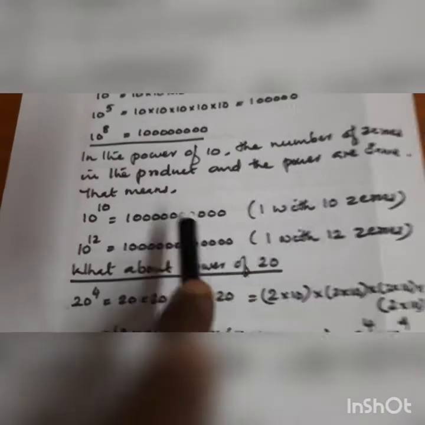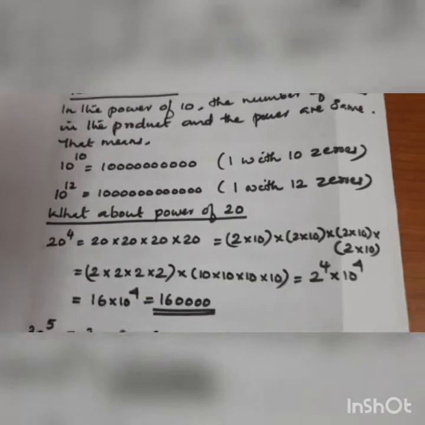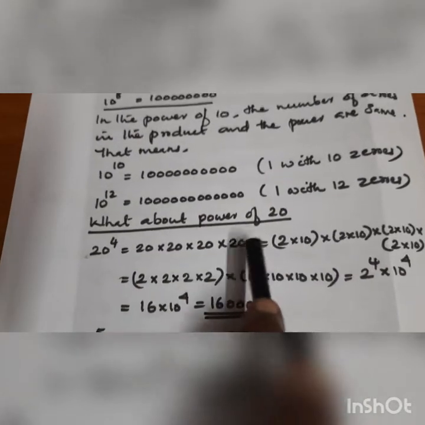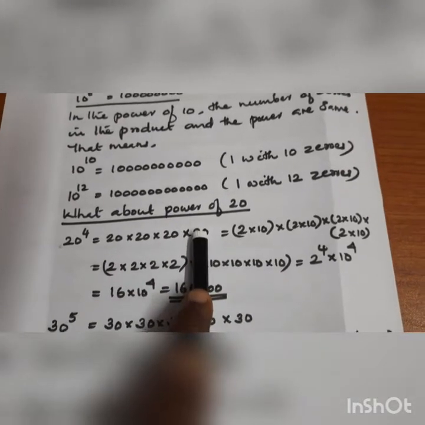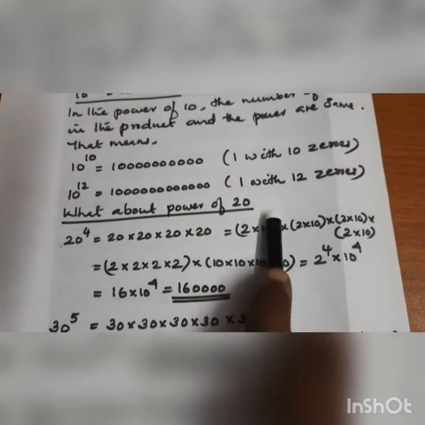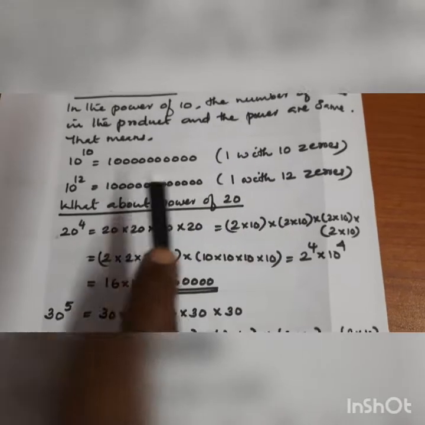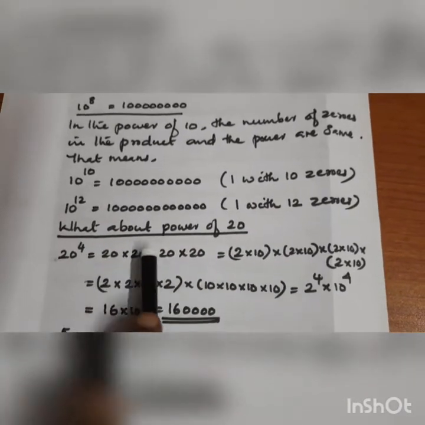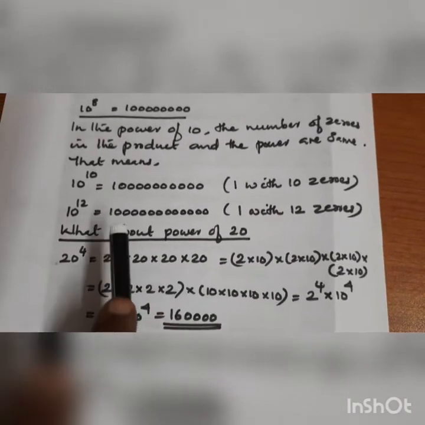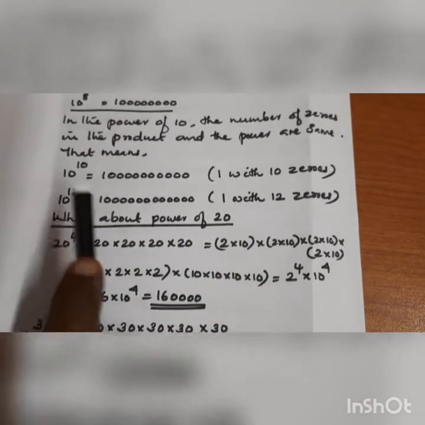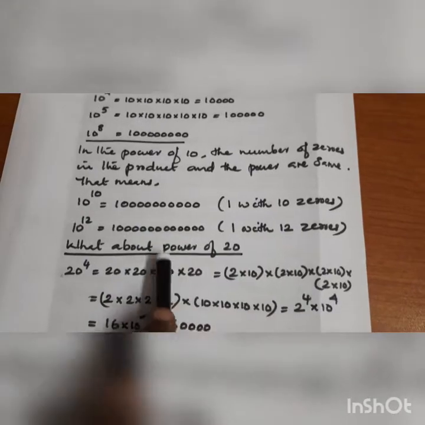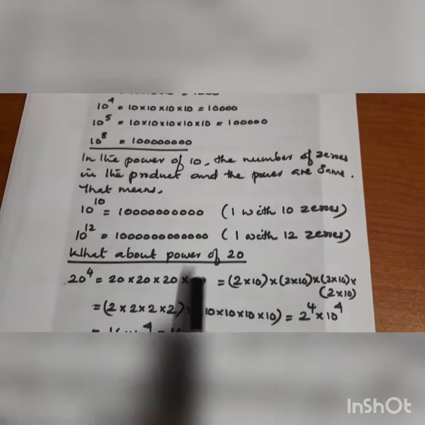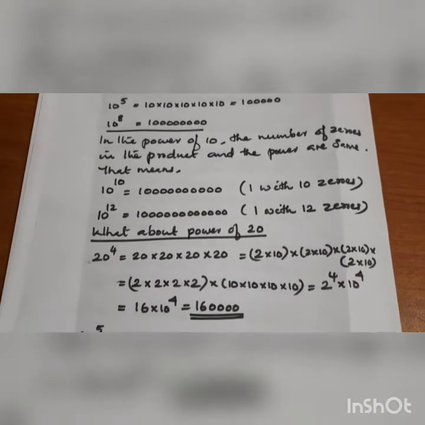Okay. Then what about the power of 20? 20 raised to 4. That is 20 into 20 into 20 into 20. 20 can be split into 2 into 10. 2 into 10 is equal to 20, isn't it? Therefore, each 20 can be split as 2 into 10. This 20 is 2 into 10, this 20 is 2 into 10, this 20 is 2 into 10 and this 20 is 2 into 10.